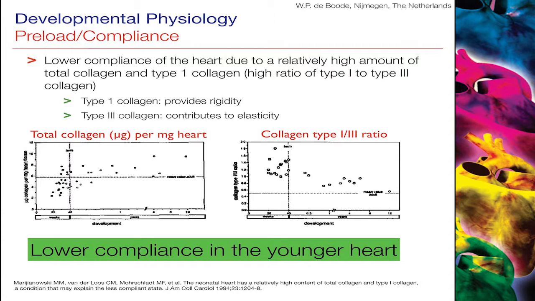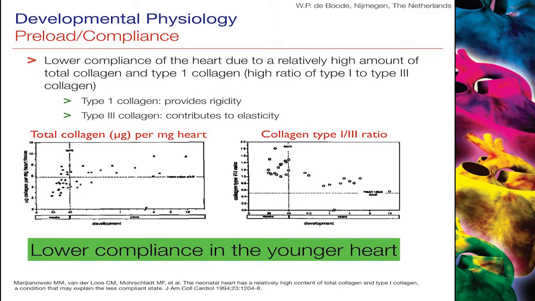Why is it a lower compliance? That's because of the relatively high amount of total collagen in the heart and the high ratio between type 1 and type 3 collagen. Type 1 collagen in the heart is responsible for rigidity, and type 3 collagen is responsible for elasticity.